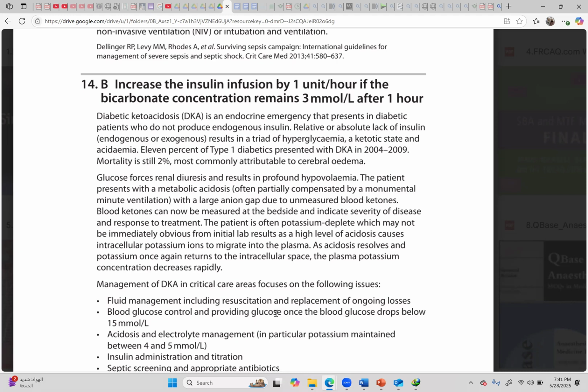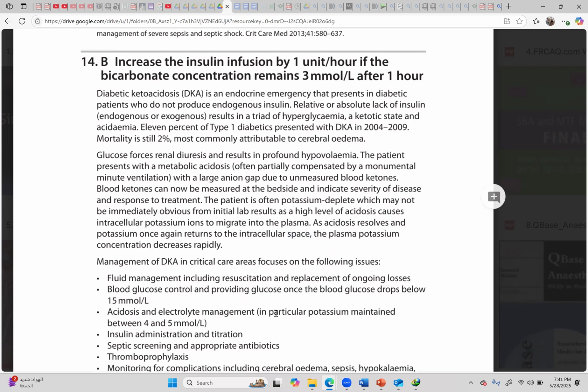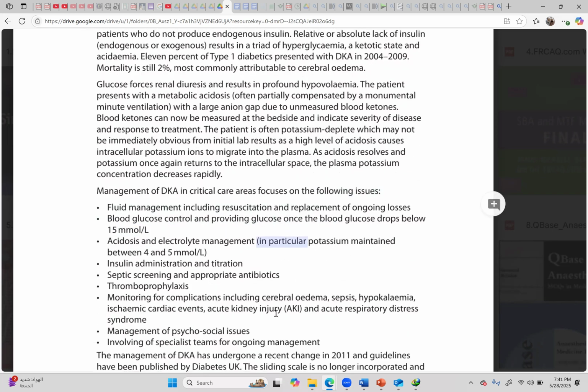As acidosis resolves and potassium once again returns to the intracellular space, the plasma potassium decreases. So here the management strategies: because DKA is precipitated by some stress, one management guideline will be towards sepsis guidelines. Then we have to correct the volume. We will be giving crystalloids mainly because there is severe dehydration, so you may start with sodium chloride.